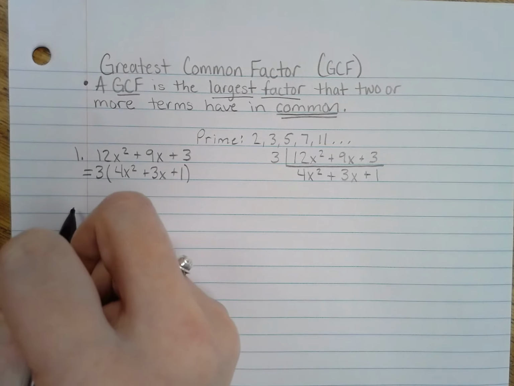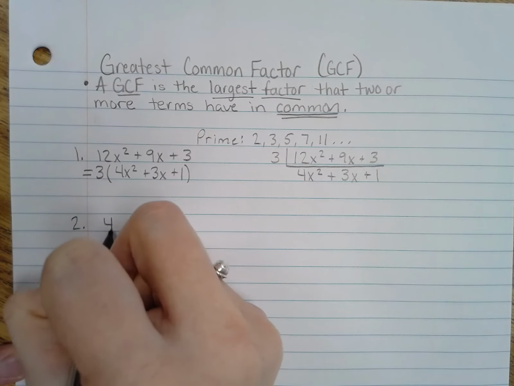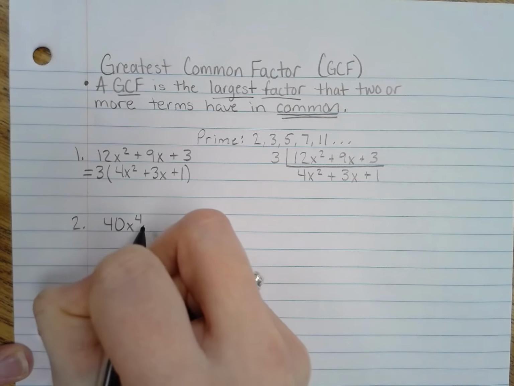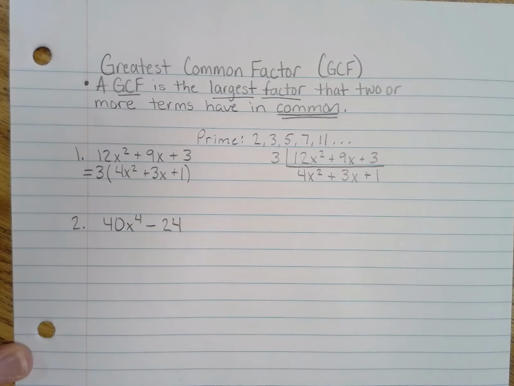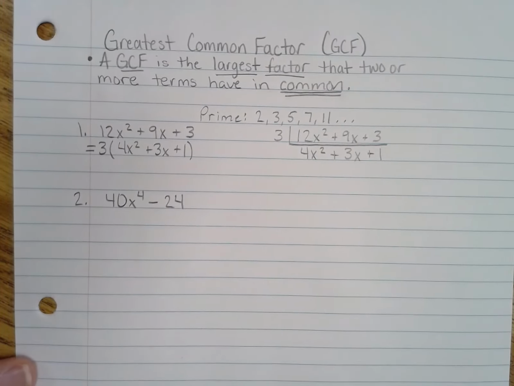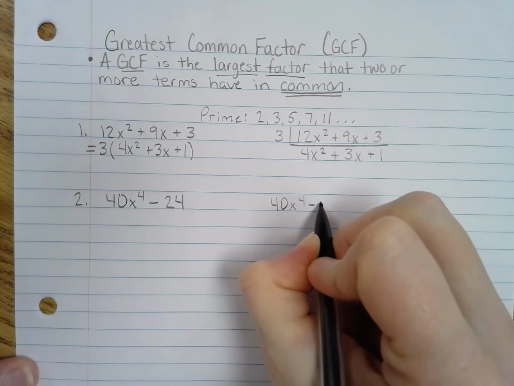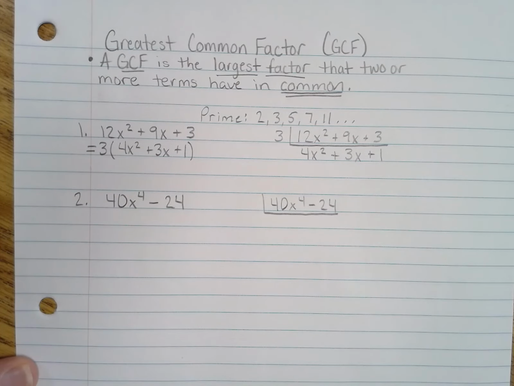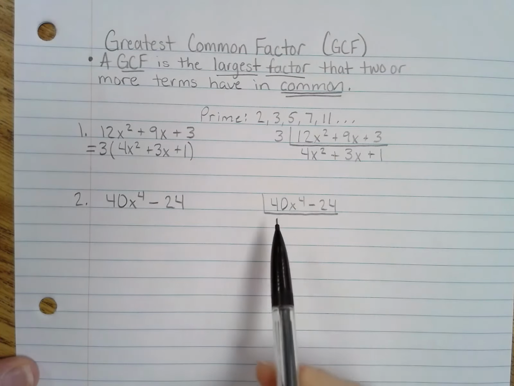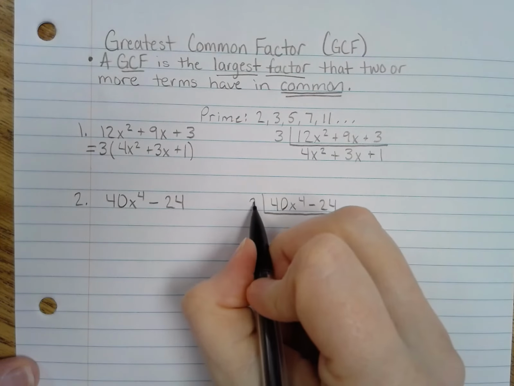Let's look at example number 2. Here we have 40x to the 4th minus 24. So again, we're going to start with doing prime factorization. We have 40x to the 4th minus 24. We'll just rewrite it to the side to do our prime factorization. So choose a prime number that will go into both terms. I'm going to start with 2.